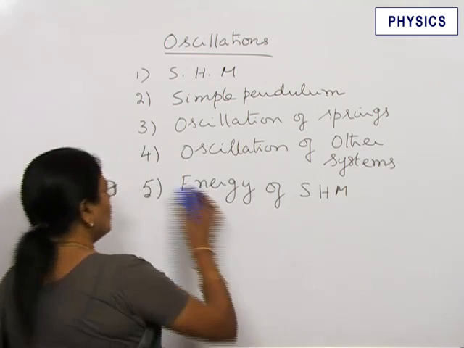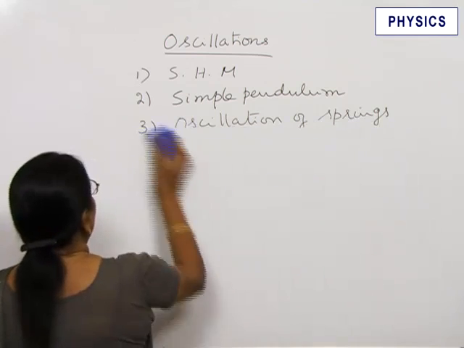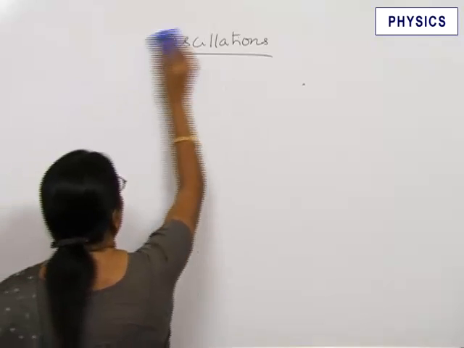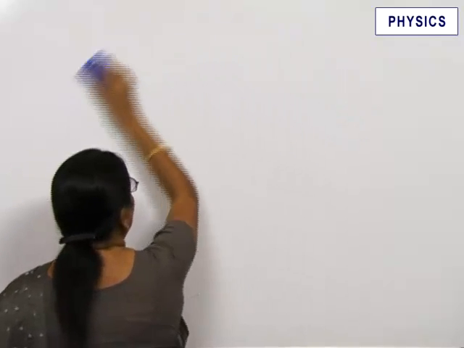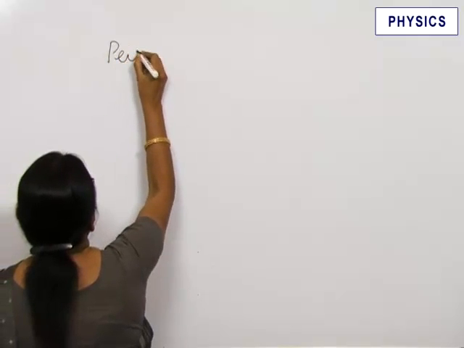First, let us know what is meant by simple harmonic motion. It is a periodic motion. What is meant by periodic motion? Periodic motion means a motion which repeats itself at regular intervals.